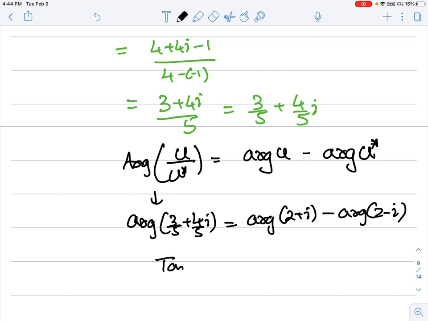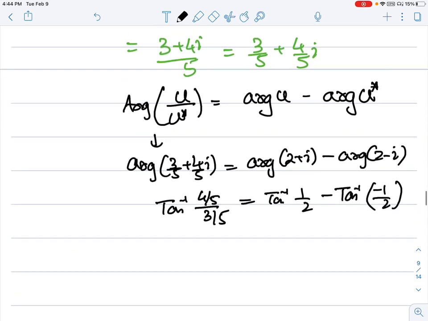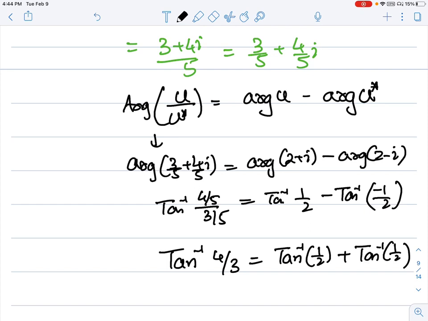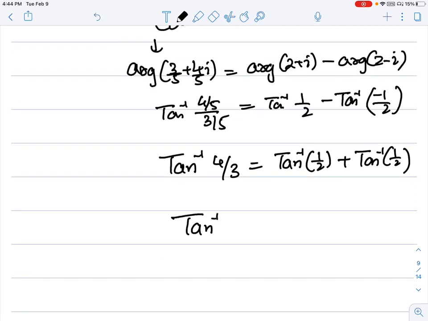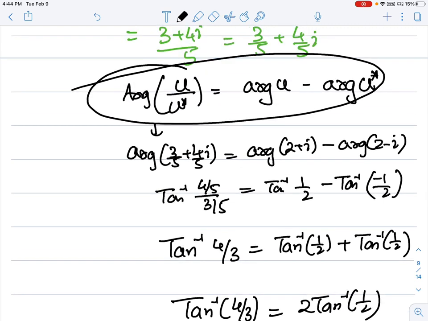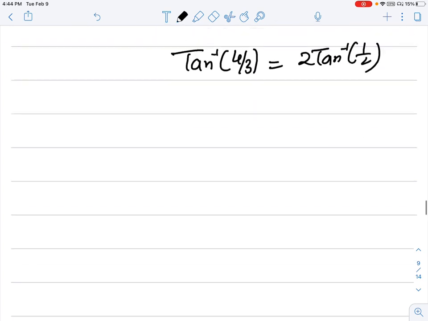So argument means tan inverse of y term divided by x term, which is equal to tan inverse 1 upon 2 minus tan inverse of minus 1 upon 2. 5 gets cancelled. Tan inverse 4 upon 3 is equal to tan inverse 1 upon 2 plus tan inverse 1 upon 2. So from there I get tan inverse 4 upon 3 is equal to 2 tan inverse 1 upon 2. So this formula has to be remembered: argument of u upon u star is equal to argument of u minus argument of u star.